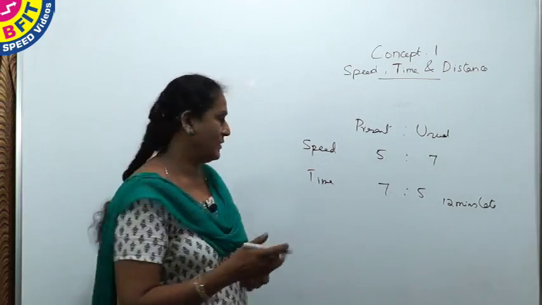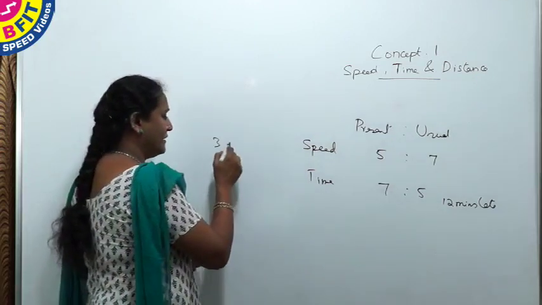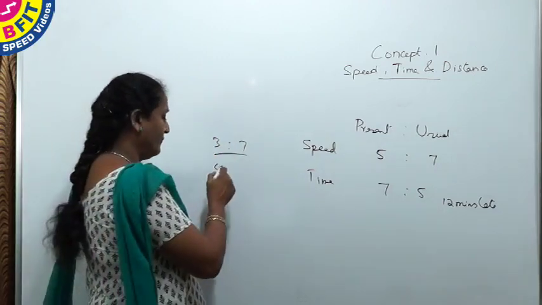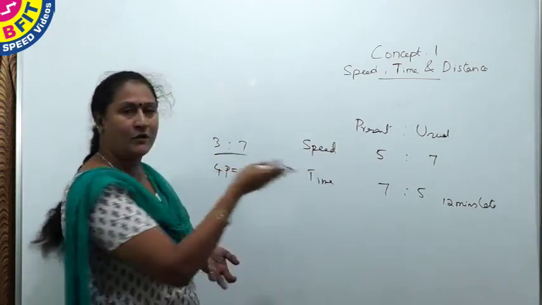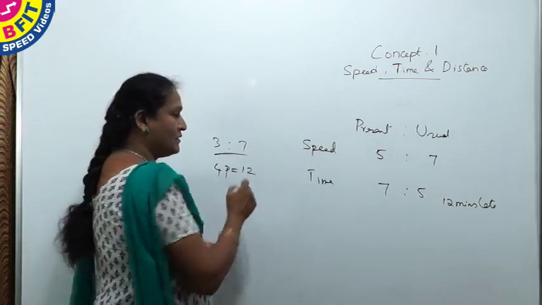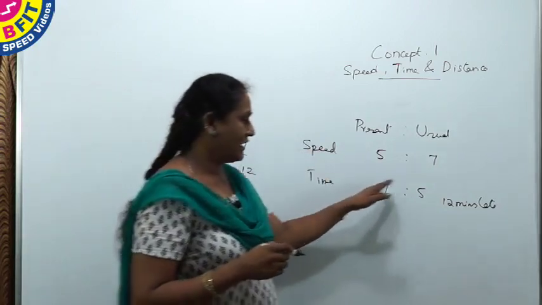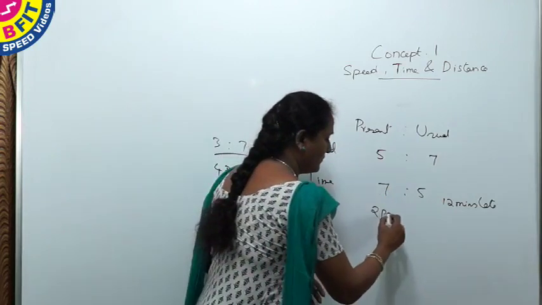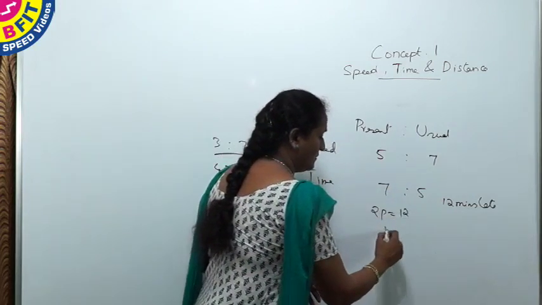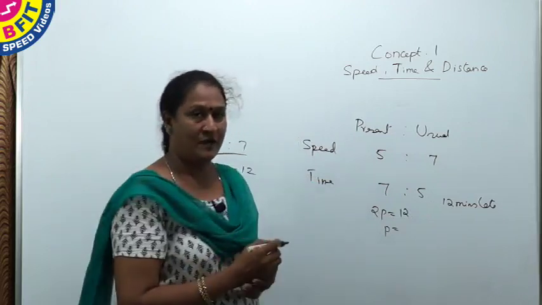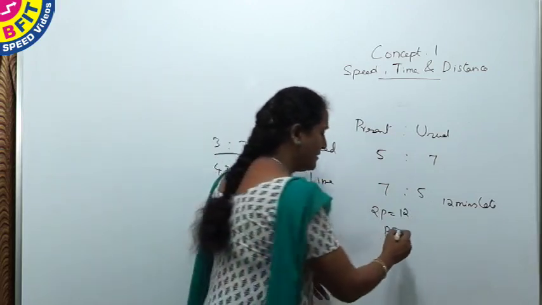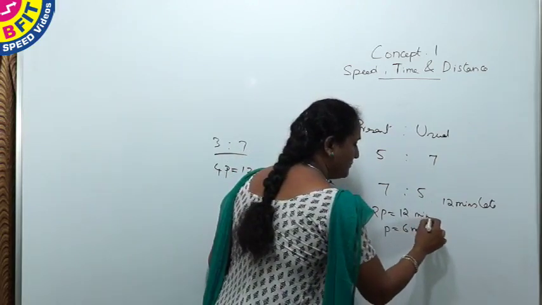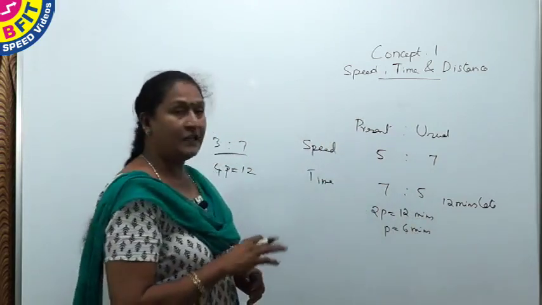Say for example, you have a ratio like 3:7. What will be the difference in parts? 4. So 4 parts, according to our question, will be 12. But here we have 7 and 5, the difference is 2. 2 parts is 12. So what will be the value of 1 part? Dividing by 2 you get 6 minutes. So 1 part is 6 minutes, and we need the usual time.